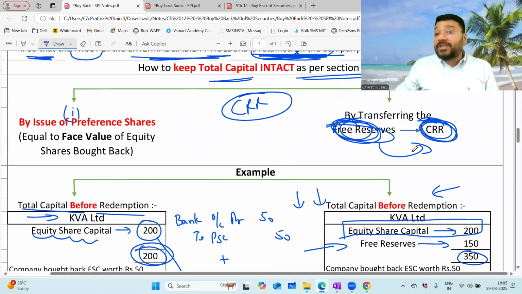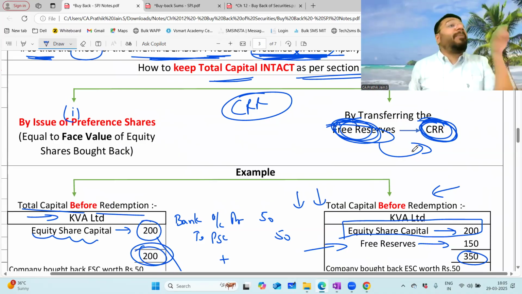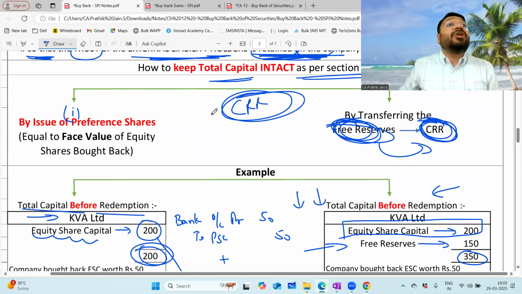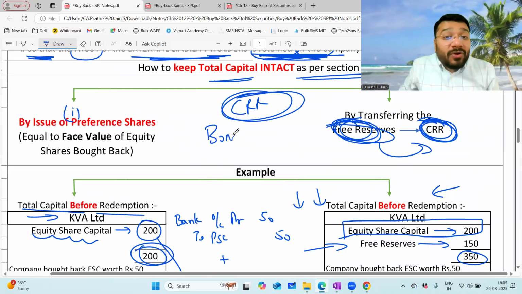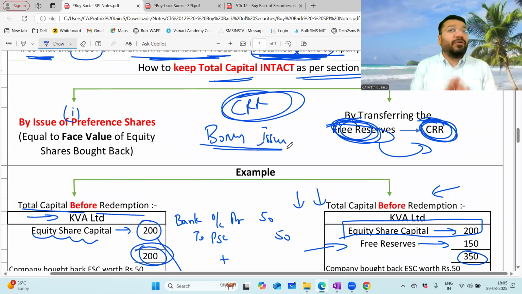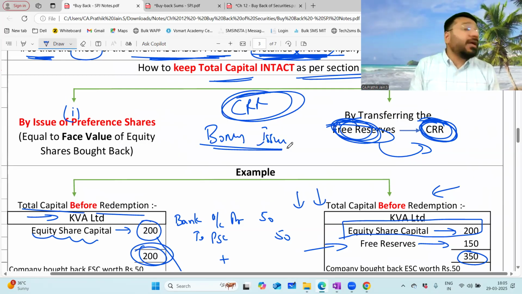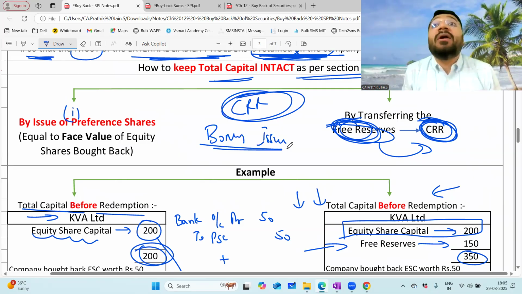For that, you have to refer to section 69. What does section 69 say? Whatever money is parked in CRR can be used only for the purpose of bonus issue of shares. Whatever money has been transferred to CRR can be utilized only for the purpose of issuing bonus shares.